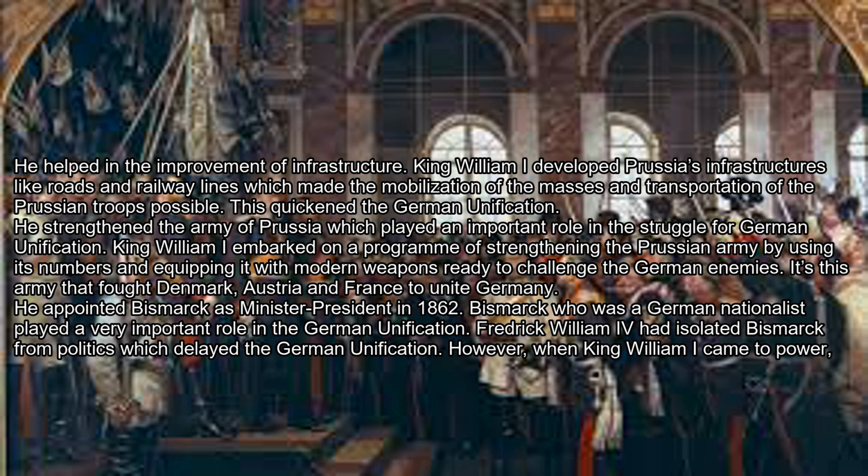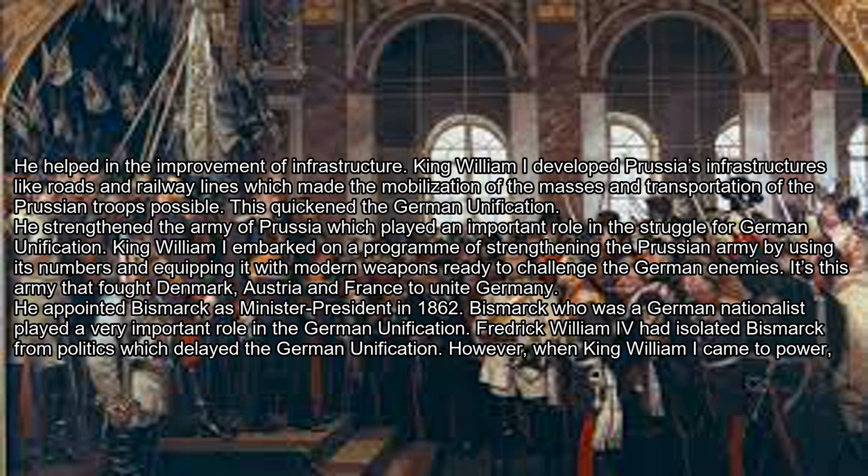King William I developed Prussia's infrastructures like roads and railway lines, which made the mobilization of the masses and transportation of the Prussian troops possible. This quickened the German unification. He strengthened the army of Prussia, which played an important role in the struggle for German unification.